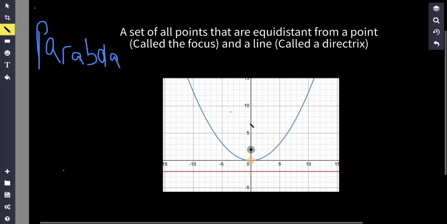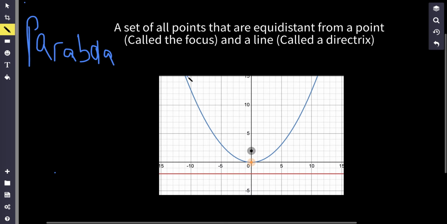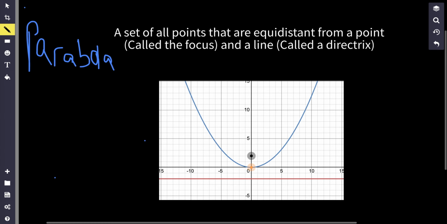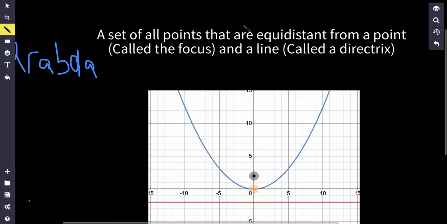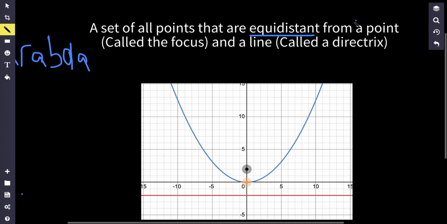So in Algebra 1, you might have learned about parabolas. They have this U shape, and you probably have graphed some functions that have this shape. However, what is the definition of a parabola? A parabola is just a set of all points that have the same distance from a point called the focus and a line called the directrix.